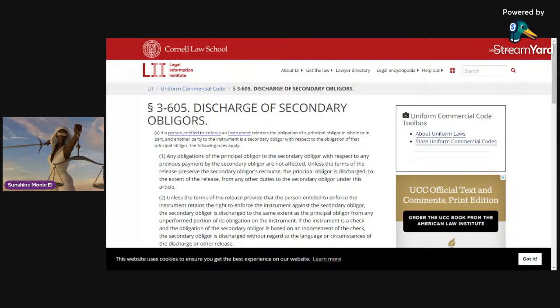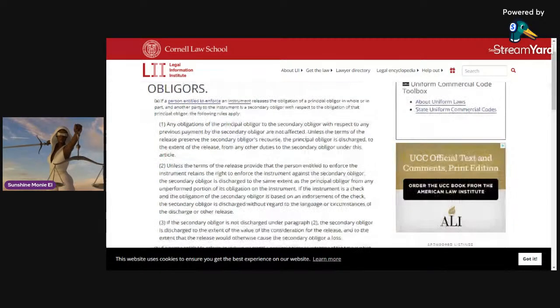So, discharge of secondary obligor. If a person entitled to enforce an instrument releases the obligation of a principal obligor in whole or in part, and another party to the instrument, so like if you had a co-signer, is a secondary obligor with respect to the obligation of that principal obligor, the following rules apply. 1. Any obligations of the principal obligor to the secondary obligor with respect to any previous payment by the secondary obligor are not affected, unless the terms of the release preserve the secondary obligor's recourse. The principal obligor is discharged to the extent of the release from any duties to the secondary obligor under the article.